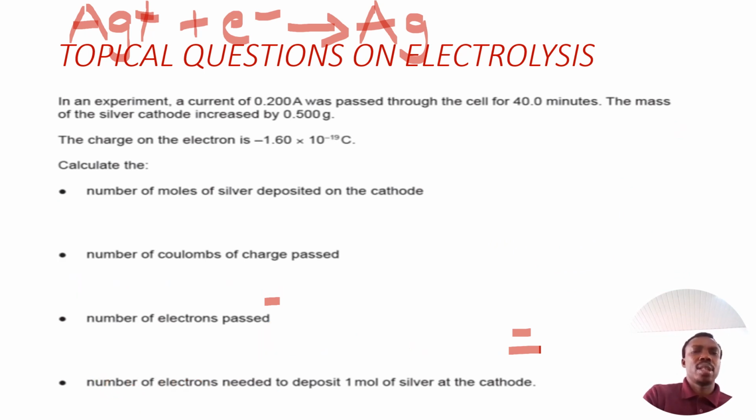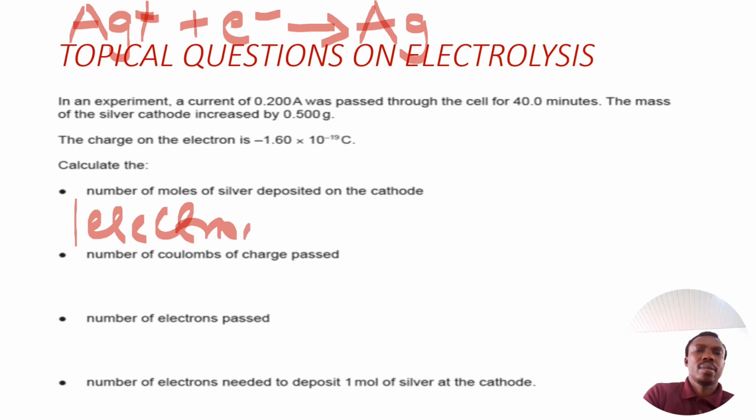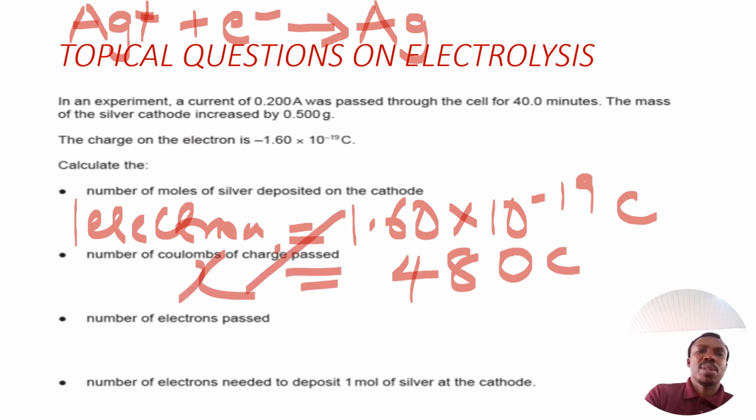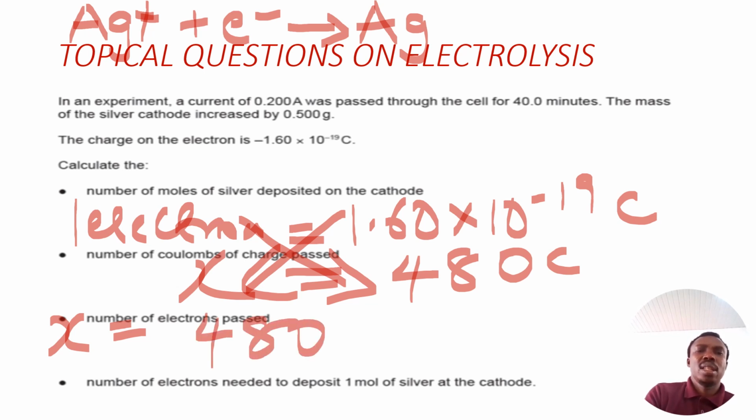Then the next question is the number of electrons passed. We have to calculate the number of electrons passed. So to get the number of electrons passed, remember 1 electron is equal to 1.60 times 10 raised to the power minus 19 coulomb. Therefore, 480 coulomb will give you how many electrons? So we'll cross multiply. X now will be equal to 480 divided by 1.60 times 10 raised to the power minus 19.